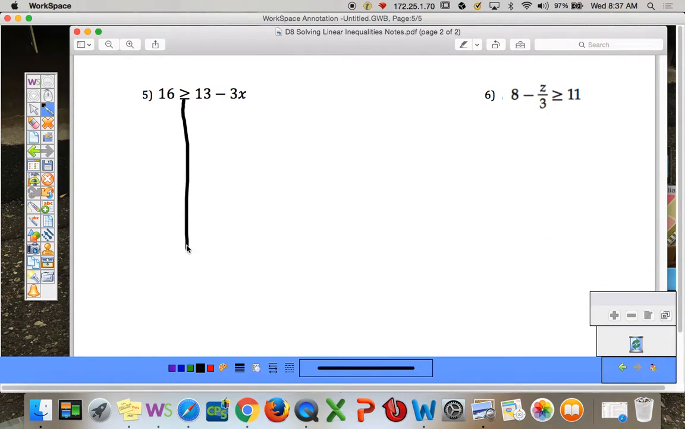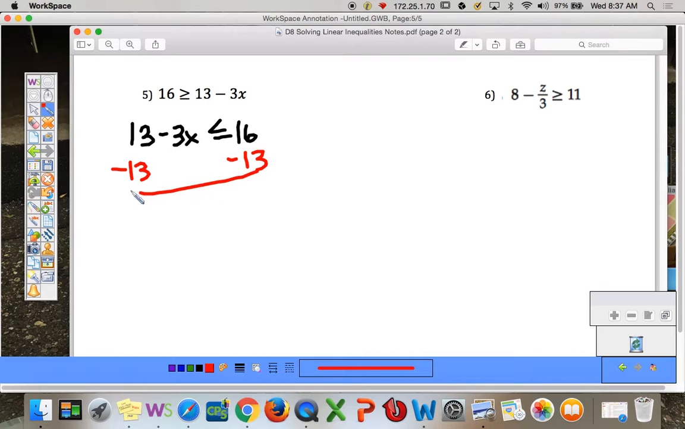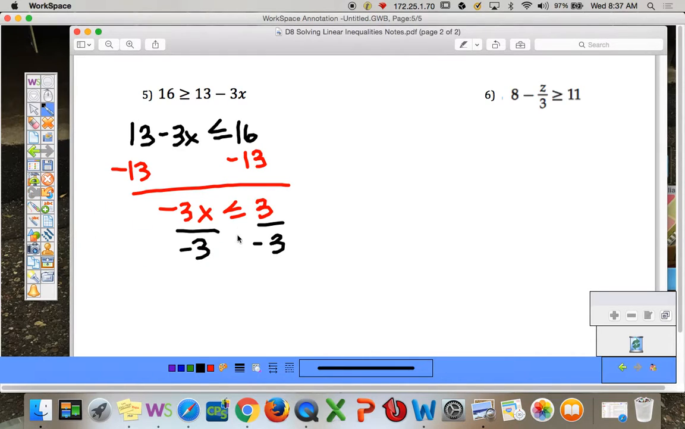Okay, so we have 16 is greater than or equal to, and I'm going to rewrite this one. I'll do 13 minus 3x is less than or equal to 16. So notice the bigger side is facing the 16. All right, now we'll solve. So subtract 13 from each side. We're going to get -3x is less than or equal to 3. Divide each side by -3. Since we're dividing by a negative, switch the direction of the inequality. And we get x is greater than or equal to -1.